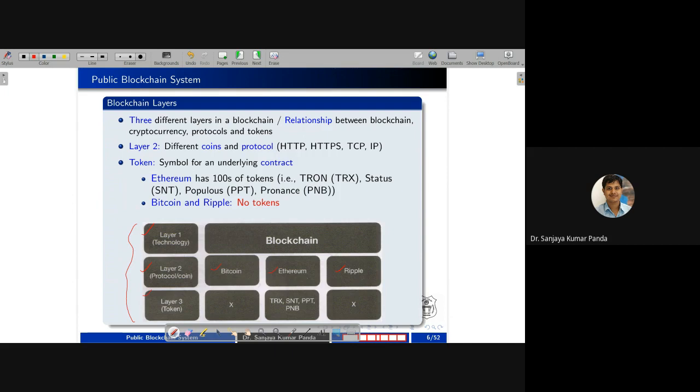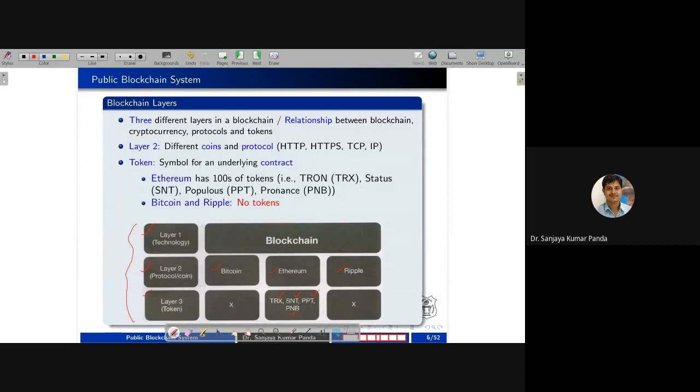Like if you look into Ethereum, which is a very popular one after Bitcoin, it has hundreds of tokens. And the token name may be TRX, which we call Tron. SNT stands for Status, PPT stands for Populous, and PNB stands for Provenance. These are all called different kinds of tokens.